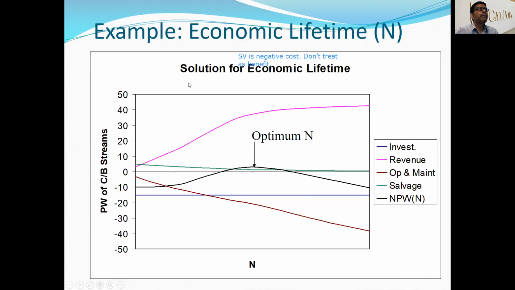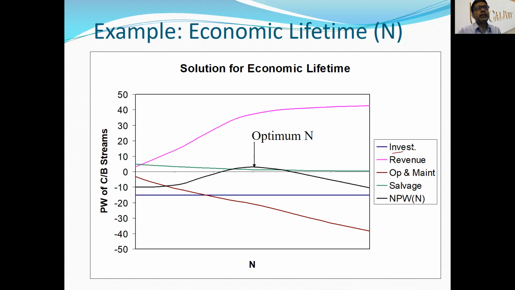And let me remove this annotation. So now what you do is you essentially figure out, as you vary the value of n, what is the net present worth as a function of n. Okay? So what I'm showing here is a different sort of chart.